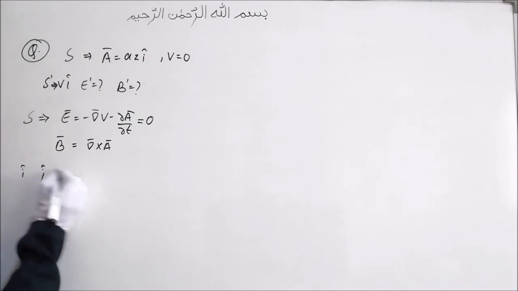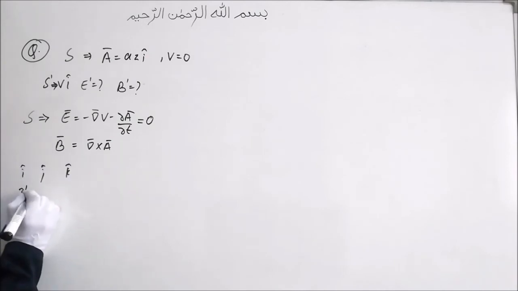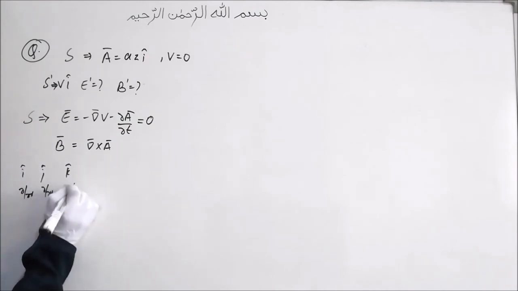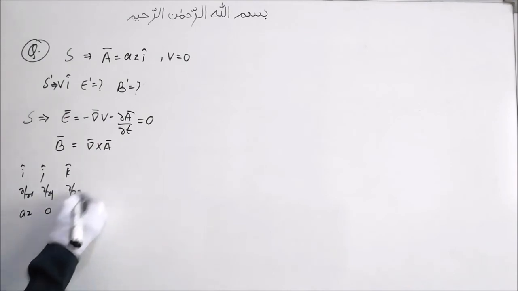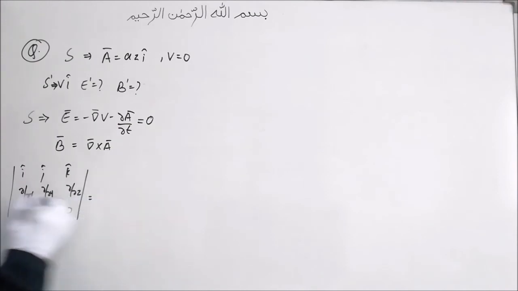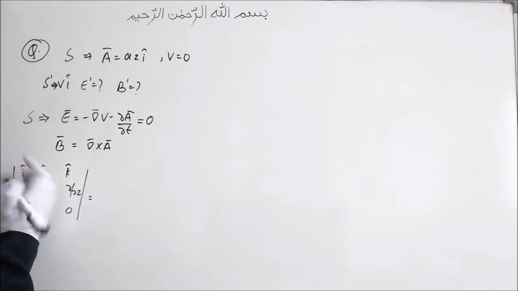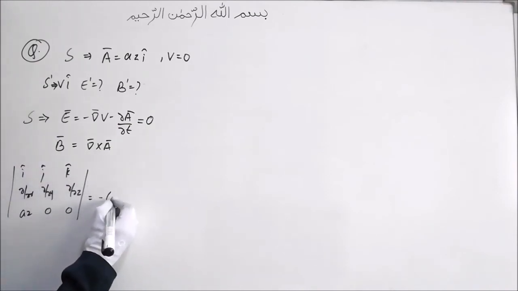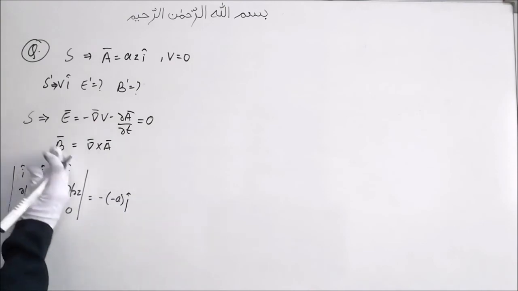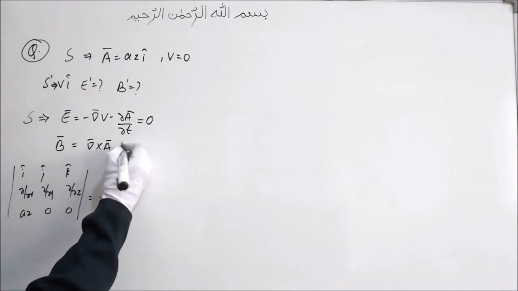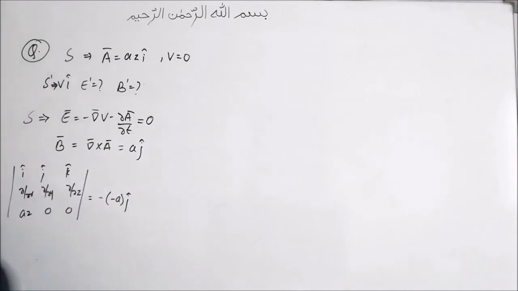Find that I hat, J hat, K hat, del by del X, del by del Y, del by del Z. This will be A_z, 0 and 0. Determinant of this will be I hat will be 0, J hat will be minus of minus A J hat, and then K hat will be 0. So this will be equal to A J hat. Now we have to find E dash and B dash.